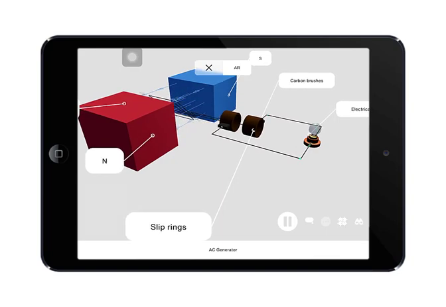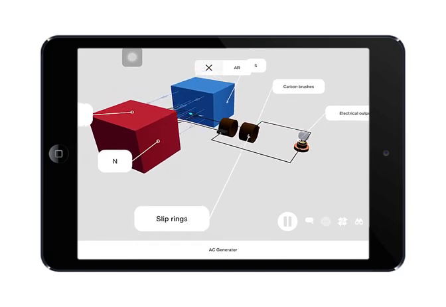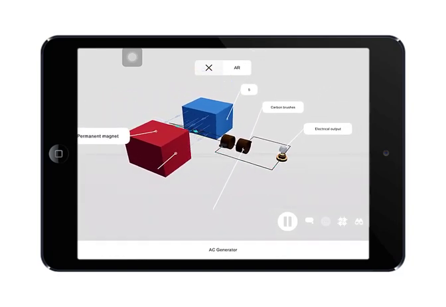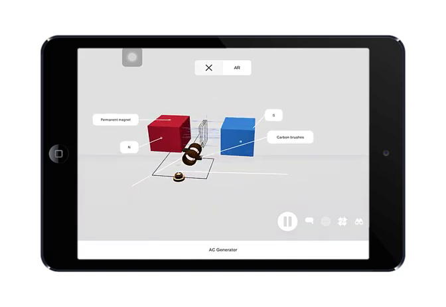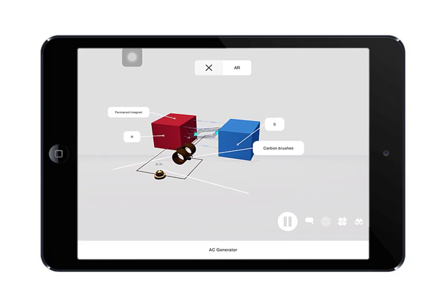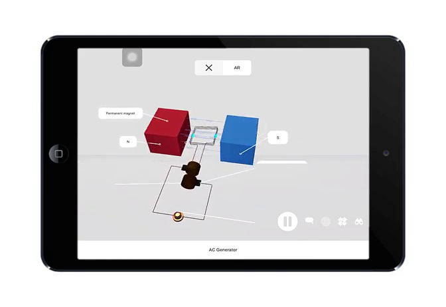This is achieved with the help of the slip rings that are connected to the external circuit. This is how the alternating current is created. The carbon brushes are then used to conduct the current from the coil to the external circuit. They also ensure that the wires of the coil or the external circuit do not get entwined while the coil rotates.